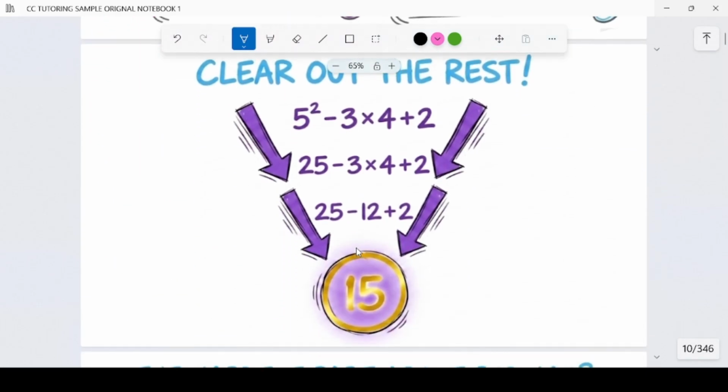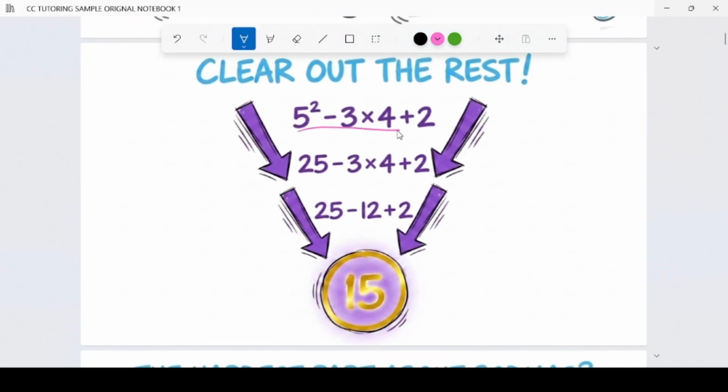Now I'll move forward. This is another equation: 5 squared minus 3 multiplied by 4 plus 2. Now I'm going to write BODMAS over here. B stands for bracket. There is no bracket, so I'm done with this part. Is there any order? Yes, there is an order. I'm going to solve that. 5 squared, 5 fives are 25.